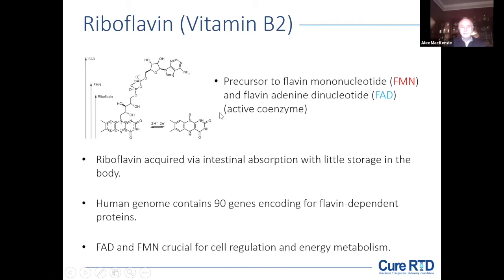Just about the actual riboflavin itself, here we see flavin on this side made into riboflavin over here, and then there's a mononucleotide, FMN, and a dinucleotide, FAD. And there are about 90 genes that are flavin-dependent enzymes within the proteome. These are important proteins which require these flavins as coenzymes for cell regulation and energy metabolism. And where it hurts the most is in the central nervous system, although there's expression throughout the body.